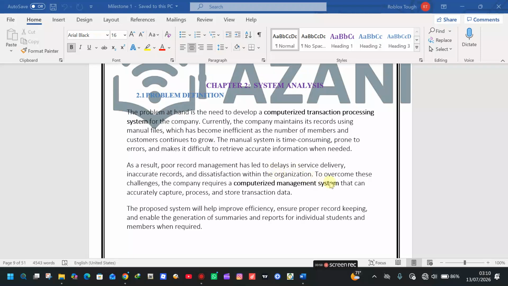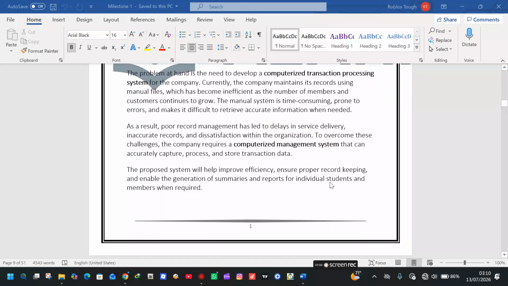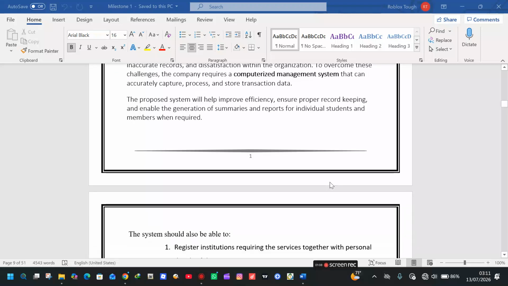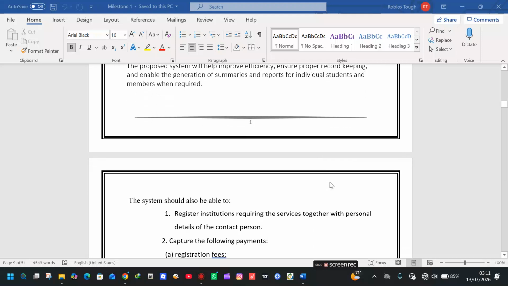within the organization. So to overcome these challenges, the company requires a computerized management system that can accurately capture, process, and store transaction data. The proposed system will help improve efficiency, ensure proper record keeping, and enable the generation of summaries and reports for individual students and members when required.